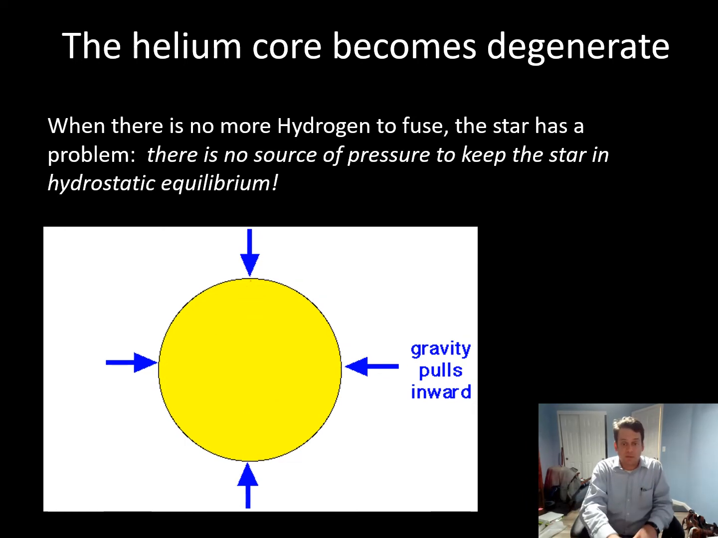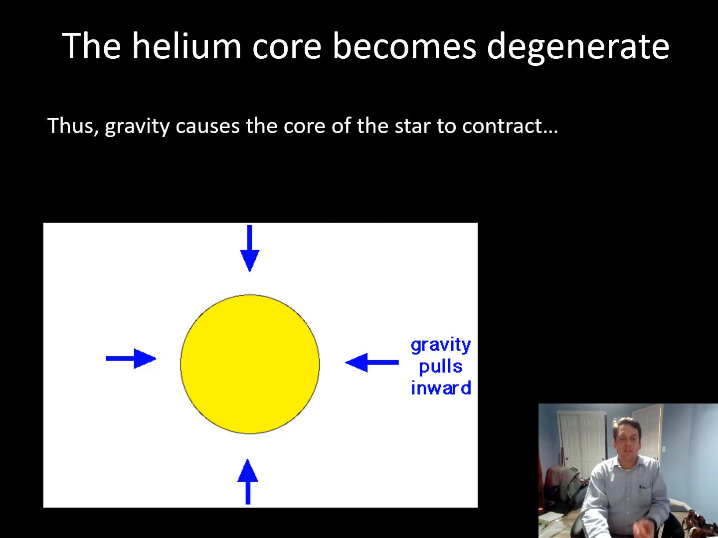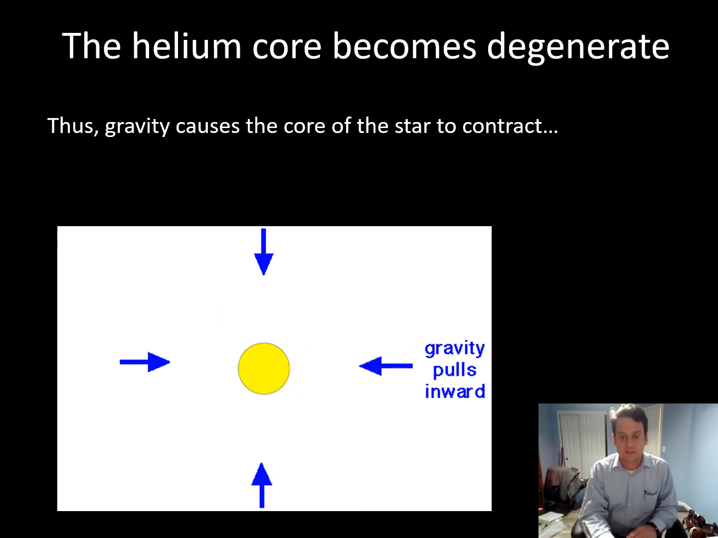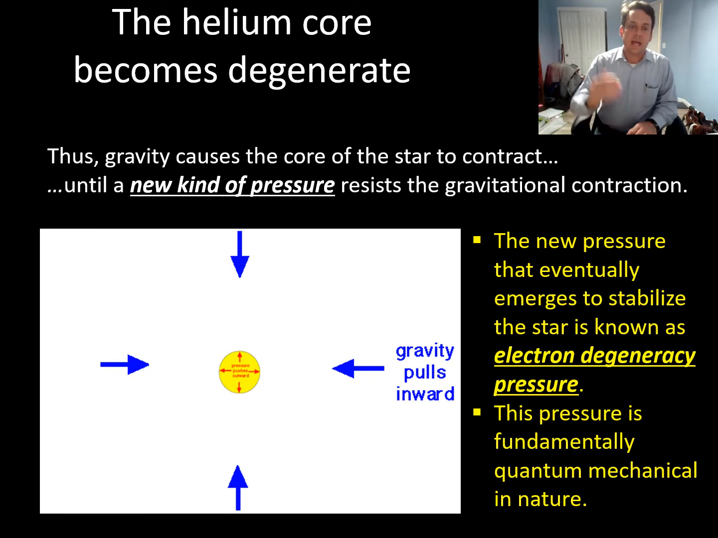And so what happens? The internal pressure vanishes. So now you have an unbalanced force, and gravity starts collapsing the star again. It was balanced for 10 billion years in the case of the sun, but now all of a sudden that internal force that was balancing gravity vanishes. And so gravity continues to collapse the star, and it collapses, and it collapses, until a new kind of pressure emerges that can resist that gravitational contraction.